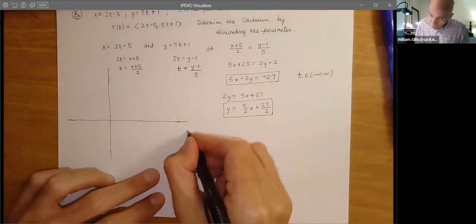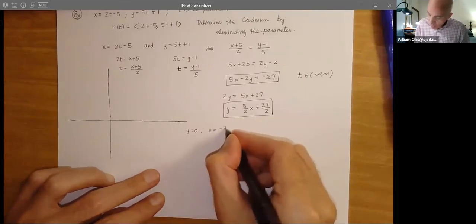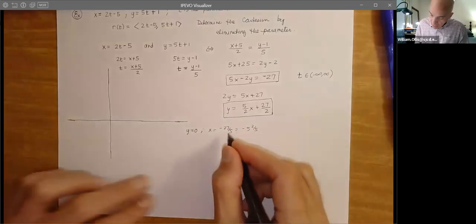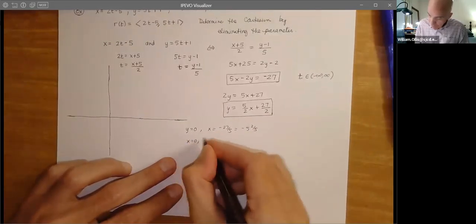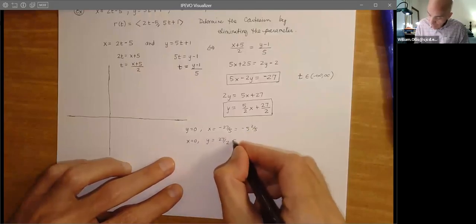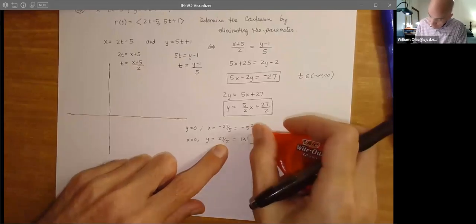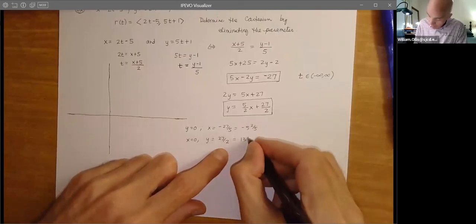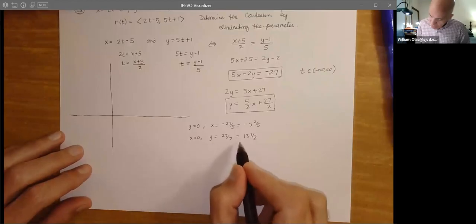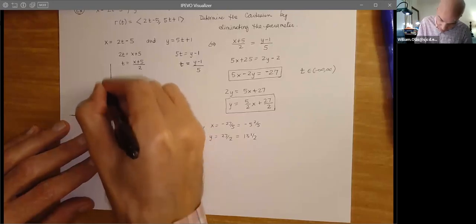So now, for instance, if you look at this, it's probably easier to set it up this way. I'll get some points, and then I'll just kind of guesstimate with the scaling. So here, if y equals 0, then we get x is equal to what? Negative 27 over 5. So that's just going to be negative 5 and 2 fifths. And then, of course, if x is 0, y is just equal to 27 over 2. And that's just going to be, well, what's that going to be? 13 and 1 half.